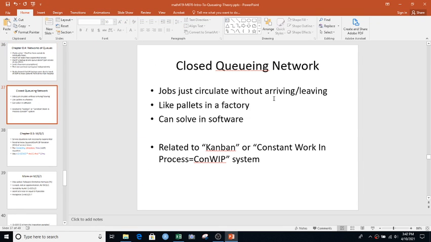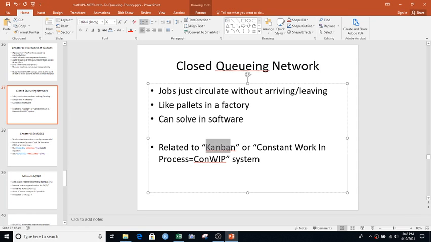Some queuing networks just have jobs circulate without arriving or leaving, which sounds a little weird, but some factories work that way. You can solve those in software. You might have heard of Kanban or Kanban systems or constant work in process systems. So if you're in manufacturing and you're curious about that, email me and let me know. We can talk about project ideas.